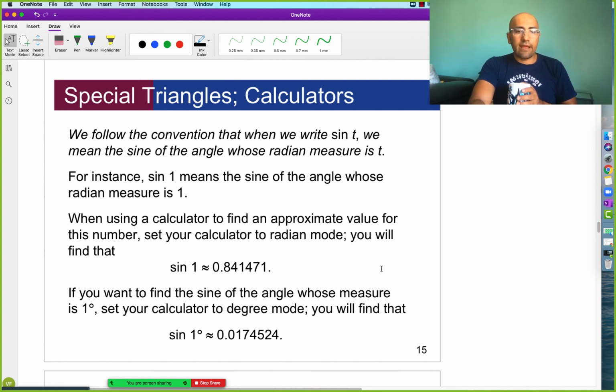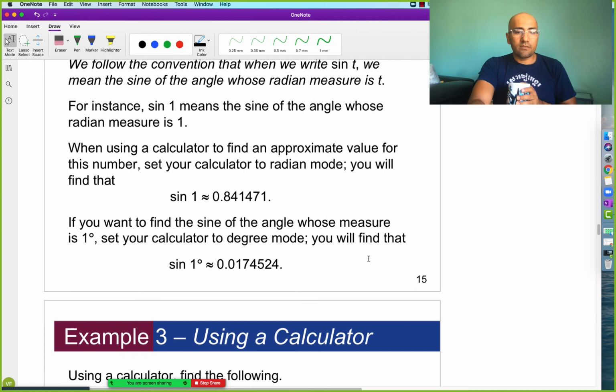the sine of an angle whose radian measure is 1. So we can use our calculator to find these things. And it's very, very important that you make sure that your calculator is either in radian mode or degree mode, because we'll get very different answers, right? When we have 1 radian, that's a pretty big angle. Remember that in radians, 2 pi is an entire circle. That means pi is half a circle.